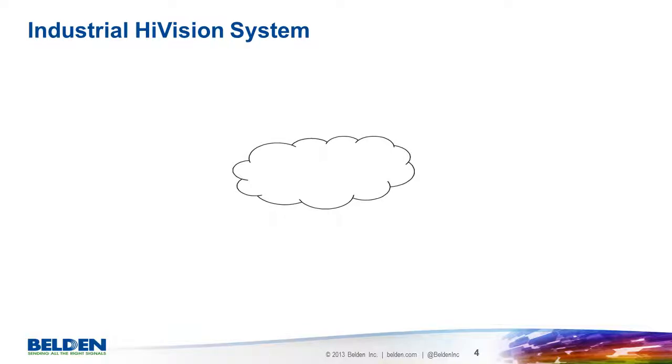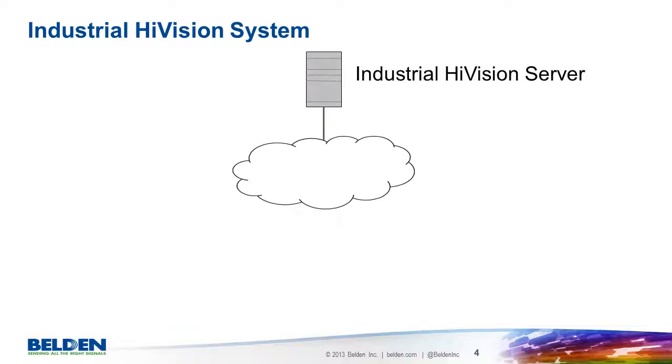In this diagram, I'm using a cloud to represent a network. This could be your corporate network, your home network, a private wide area network, or the internet. From the perspective of Industrial HiVision, the type of network is not relevant. Industrial HiVision is a client-server application. The server runs on Windows or Linux. All information about the network is held on the server. The server regularly polls devices attached to the network and maintains a database of the acquired information.